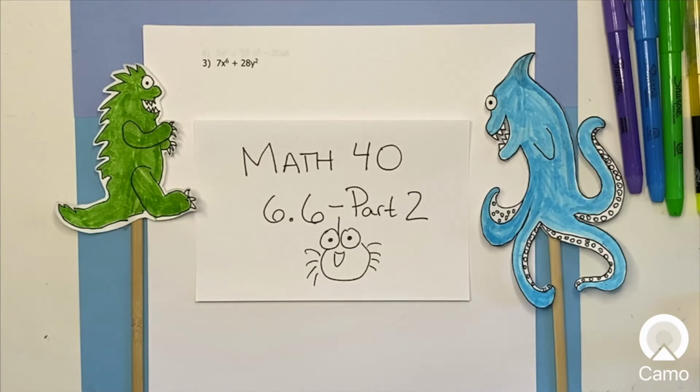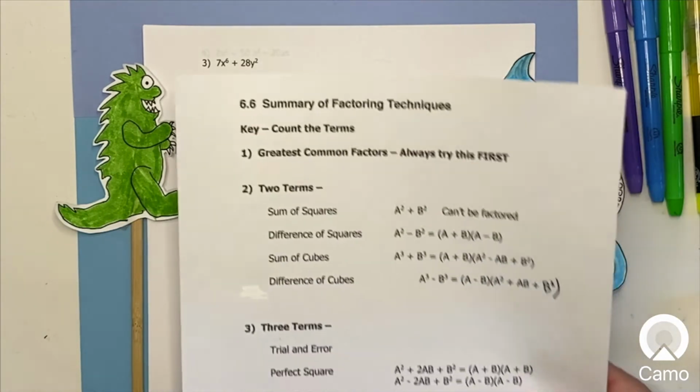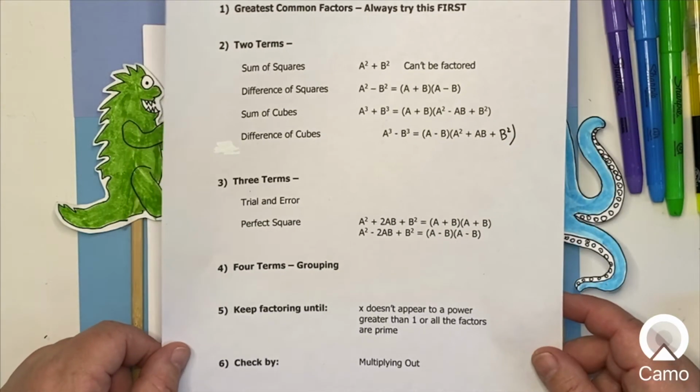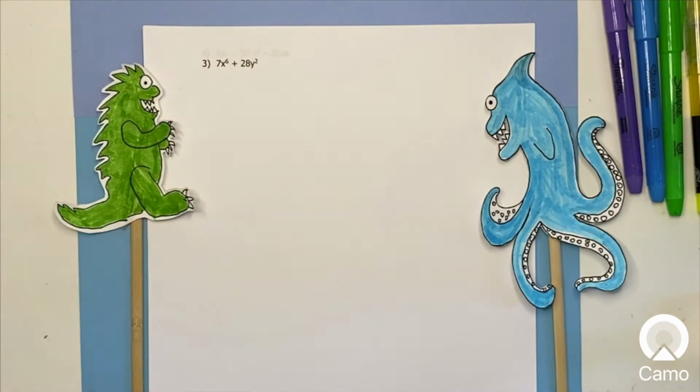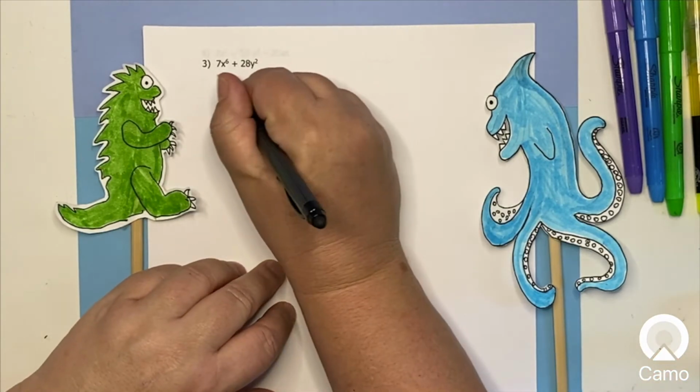This is Math 40 6.6 Part 2, and we are factoring. Okay, so let's get into some factoring. First one up: 7x to the 6th plus 28y squared.